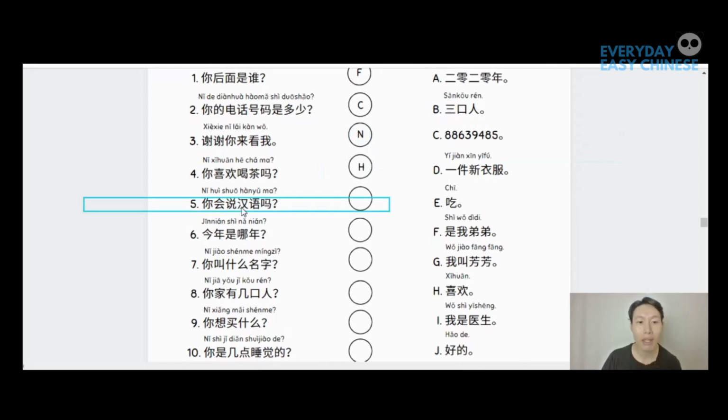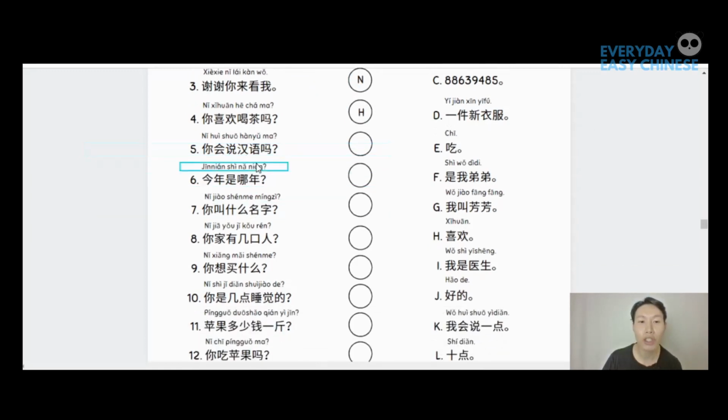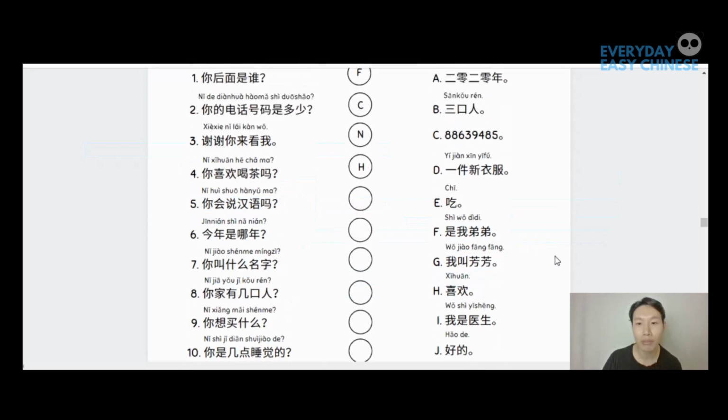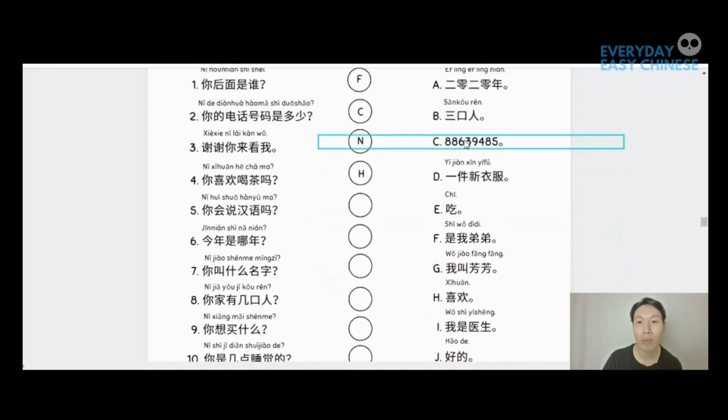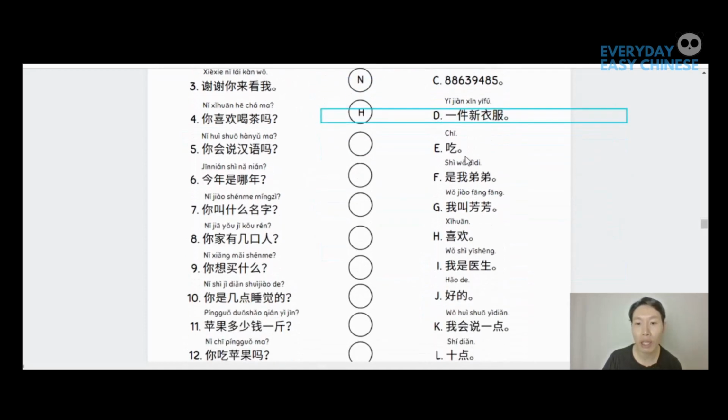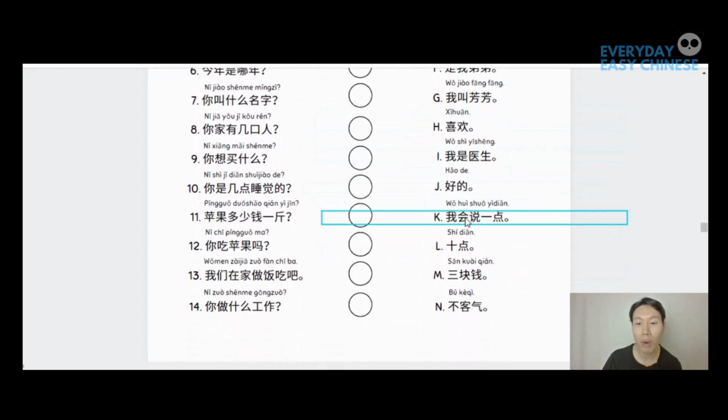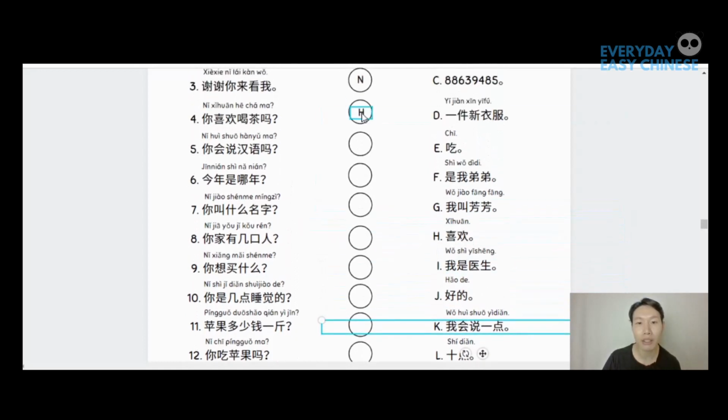Next one, number 5. 你会说汉语吗? Can you speak Chinese Mandarin? Okay, so this one again, a tip here is you can look for the verb. 会 over here means can. So 我会说一点 means I can speak a tiny bit. So let's match that with K.